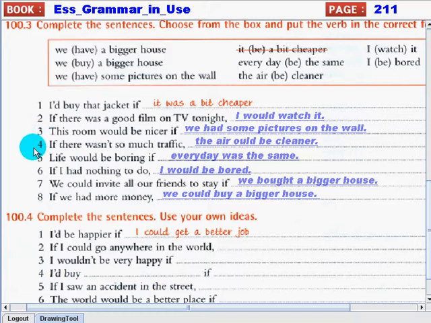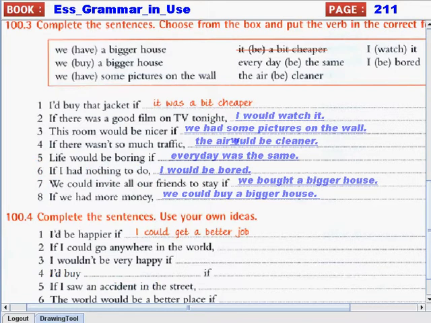And number 4. If there wasn't so much traffic, the air would be cleaner. There should be letter W here. Okay? Number 5. Life would be boring if every day was the same. Or it can also be, life would be boring if every day were the same. Number 6. If I had nothing to do, I would be bored.